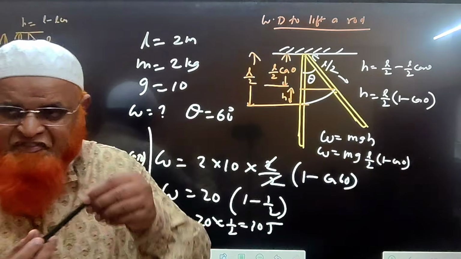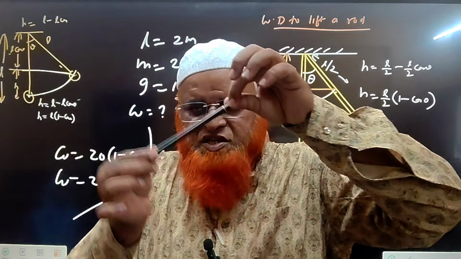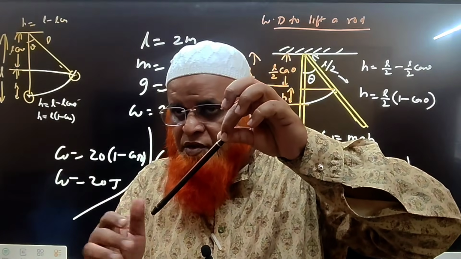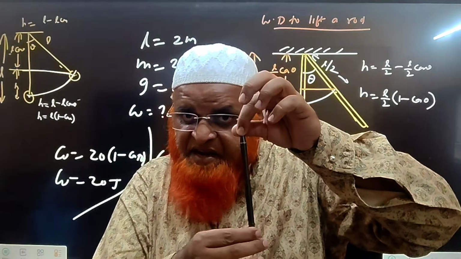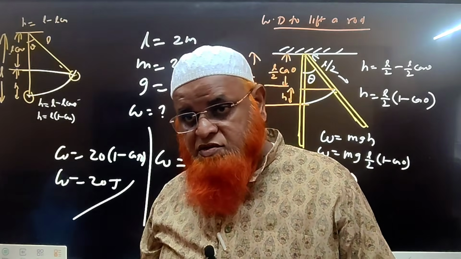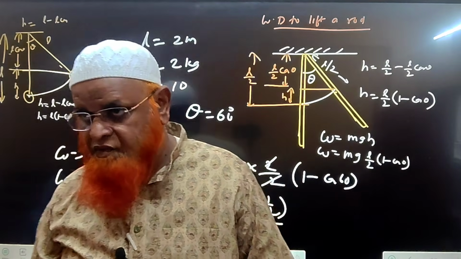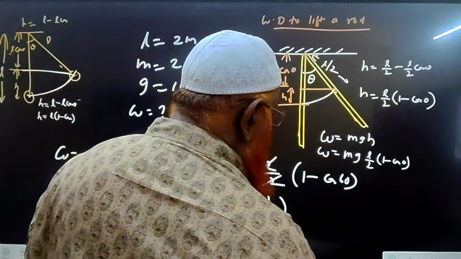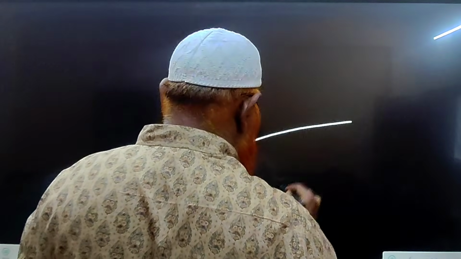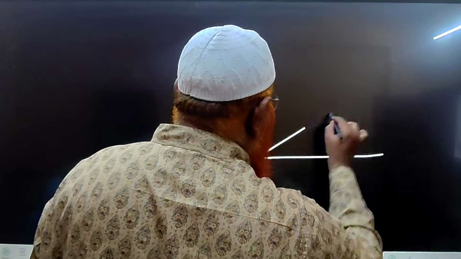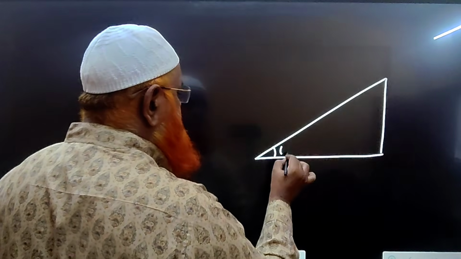Understand? So to lift from vertical to 60 degrees, work done is how much? 10 joules. To lift from vertical to 90 degrees, work done is double, 20 joules. Is it clear? Understood all of you? Okay. So this is one concept. Next concept is, for example, this is an inclined plane.